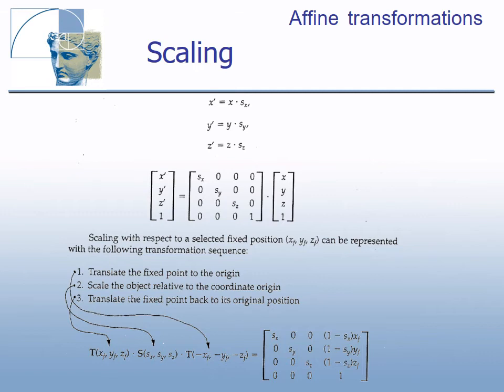Scaling has a simple matrix with scaling factors on the main diagonal. This is scaling about the origin. For the scaling about an arbitrary point, one has to apply the same technique as in 2D. First, translate the object to the origin, scale about the origin, and then translate the result back. The composite matrix for this operation is shown below.